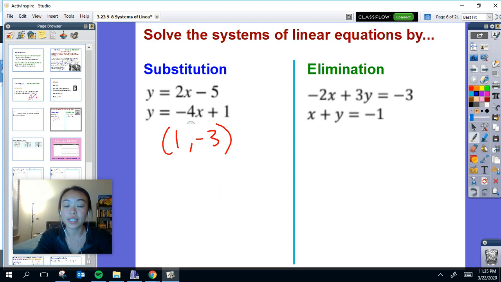All right, moving on to elimination. Elimination is when all my variables line up. So I have x here, y here, and my constants here.